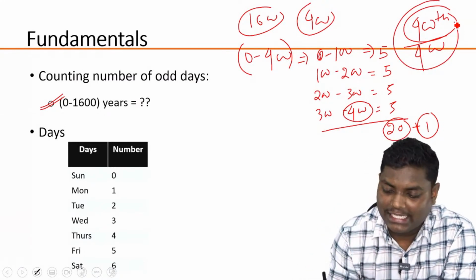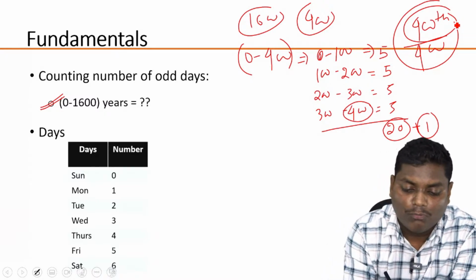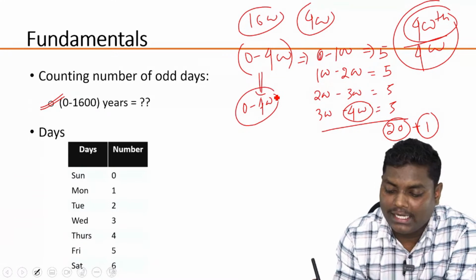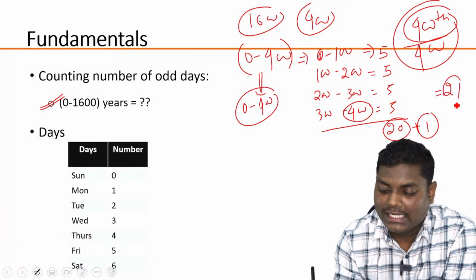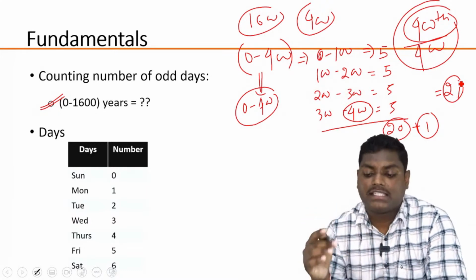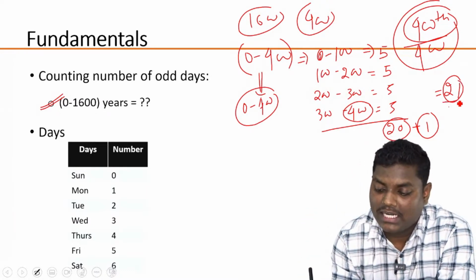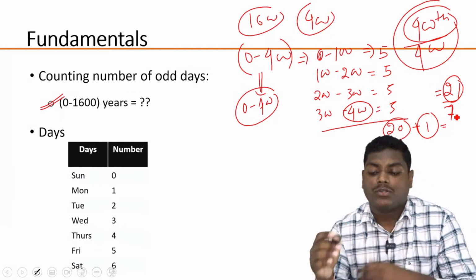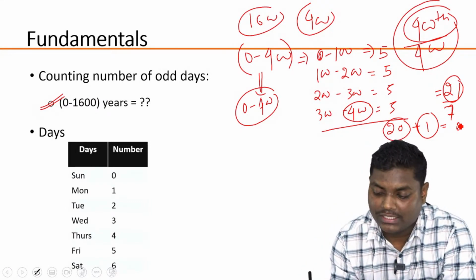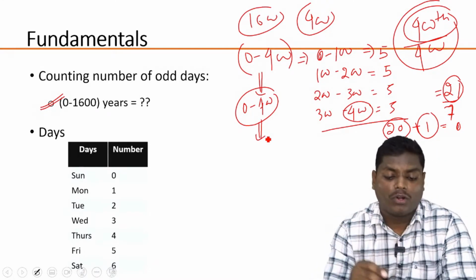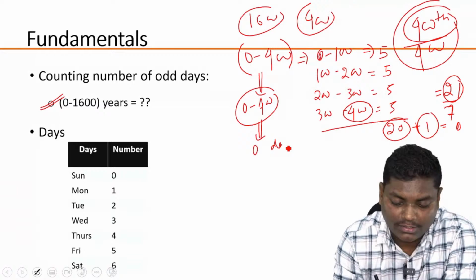So we are getting plus 1 over here. So from 0 to 400, the total number of odd days we are getting is 21. Now, whenever you are getting any number greater than 7, just divide by 7 and see. If we divide 21 by 7, you get remainder 0. So the number of odd days is 0.